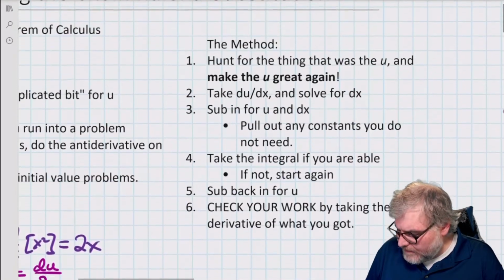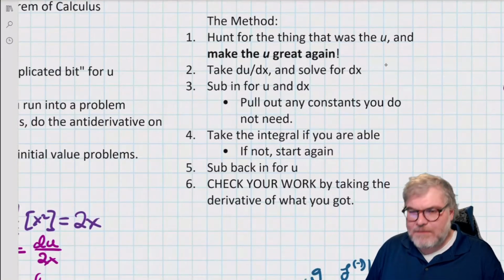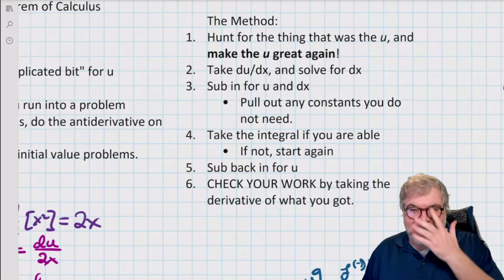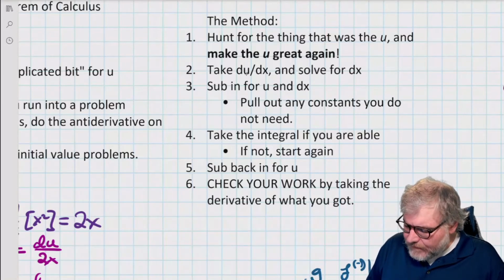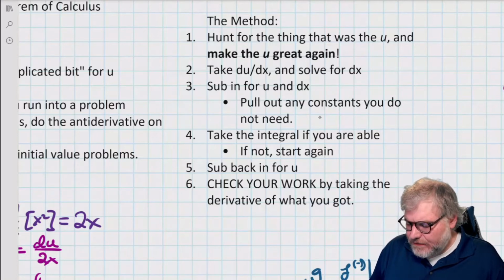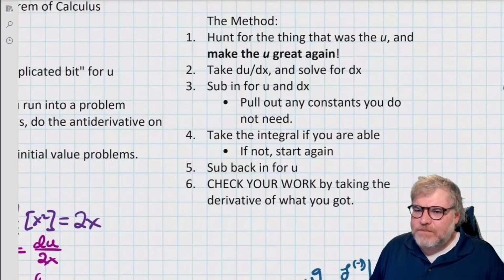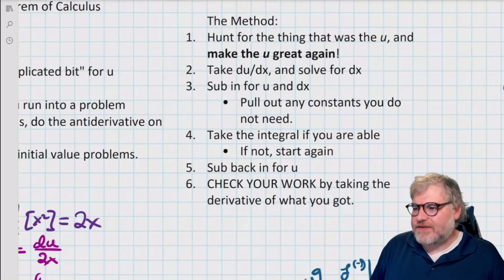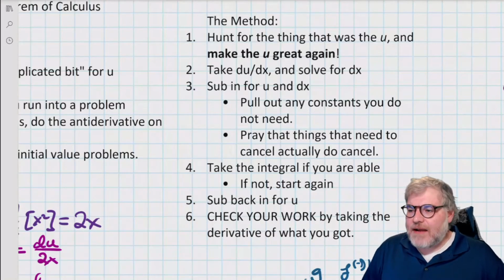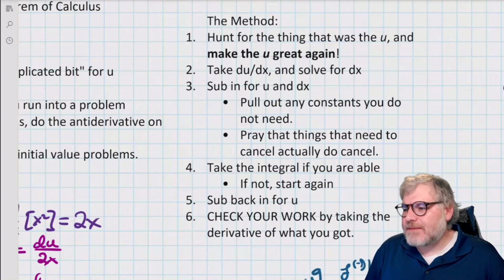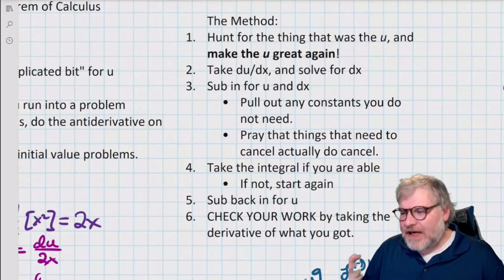Here's the method. I'm going to hunt for the thing that was u. I'm going to make u great again, which is a joke that is probably dated now. I'm going to take the derivative of u with respect to x, and I'm going to solve for dx. Then I'm going to sub in u and dx, pulling out any constants I don't need. And then I'm going to pray that the things that needed to cancel do. If I'm able to do it, I'm going to take the integral and sub back in for u. If I'm not, I'm going to have to go back to the drawing board.